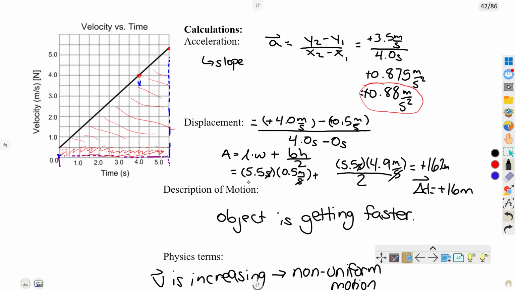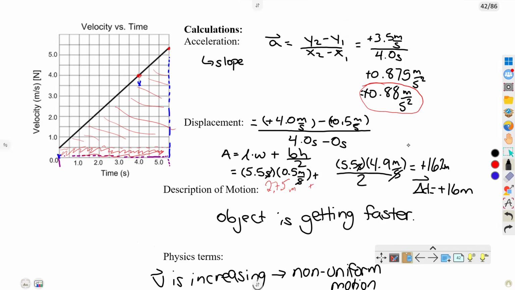So we've got 5.5 seconds times 0.5 meters per second. I'm just going to grab my calculator and quickly calculate that for us. So this part is going to equal 2.75 meters. And we're going to add to that this other part.